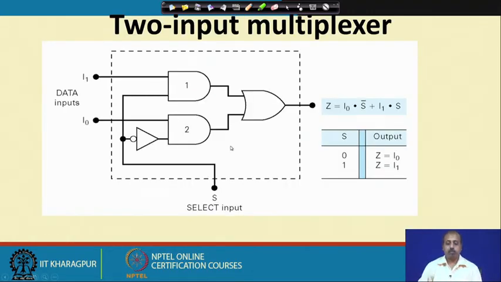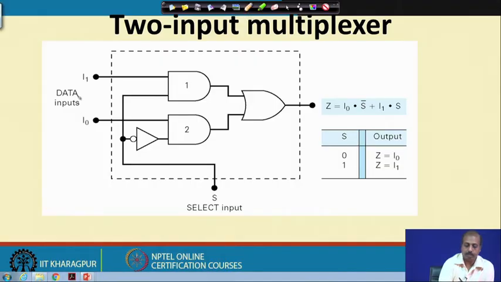So, we start with a two input multiplexer. How is a two input multiplexer realized? When I say two input, this 2 corresponds to the data inputs. So, two input immediately tells us that the number of select lines that I will have is only 1.